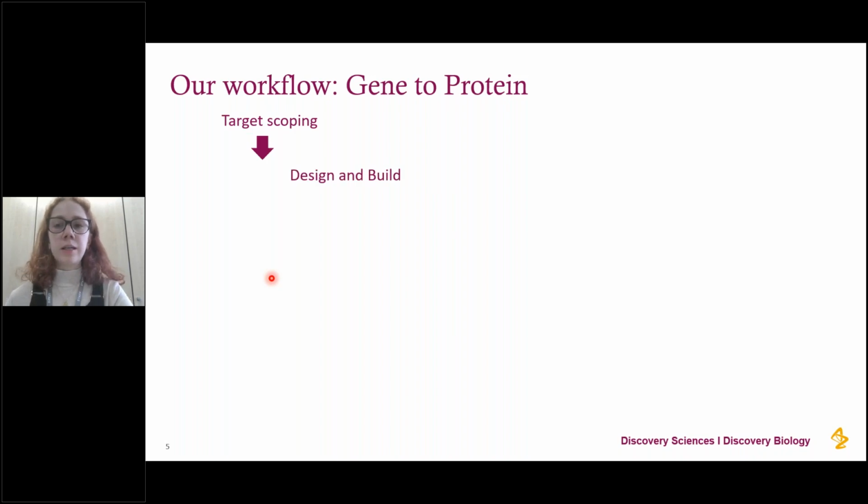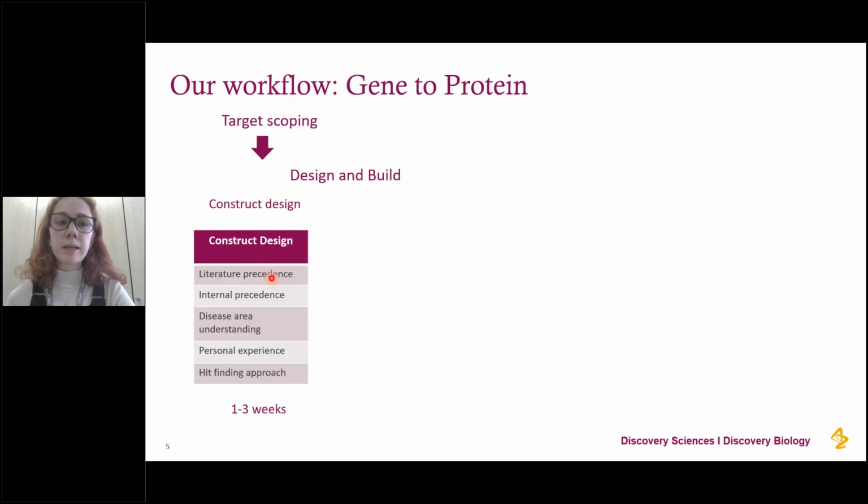However, once a project starts, we must then design the constructs. This is done using a combination of personal experience, because everybody probably has a favorite tag they like to work with, the literature precedents, but also the hit finding approach. Depending on what the project team wants to achieve and what hit finding approach they want to use, different domains of a protein might be required, different tags might be needed, and various interaction partners could also be needed.